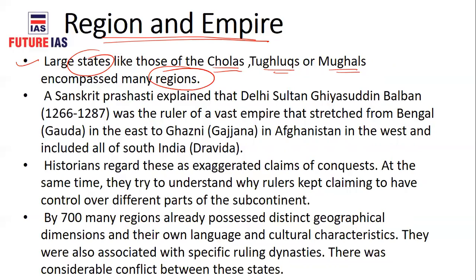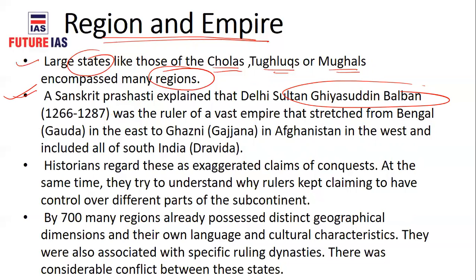He was the ruler of a vast empire, which basically stretched from Bengal in the east to Ghazni in Afghanistan. So this Delhi Sultan ruled from Bengal to Afghanistan, right? And his empire was also extended to southern India. A Sanskrit prasasti, and prasasti means a praise written in the Sanskrit language, describes Ghiyasuddin Balban, regarding how big the empire of the Delhi Sultan was.